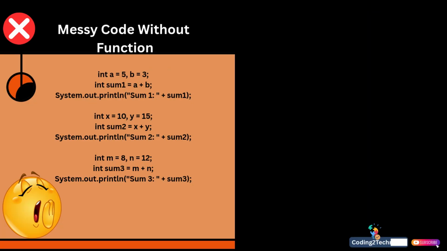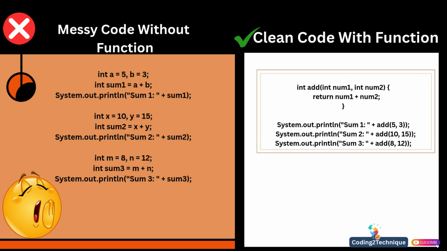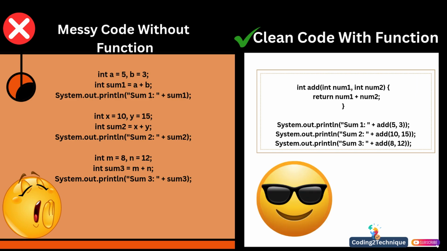Look at this. On the left, we have written the same logic multiple times. Copy paste, messy, error prone. But now look on the right. One neat little function called add. We reuse it. The code is short, clean and easy to debug. This is why functions are the superheroes of programming. They reduce effort and improve code quality.